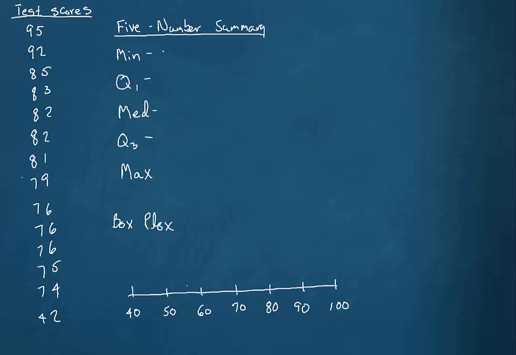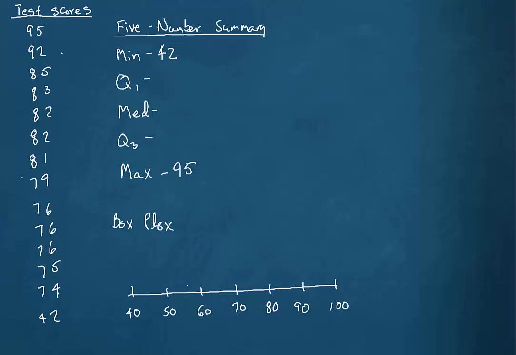The 5-number summary would consist of the minimum value, which for this data set is easy to see. That would be 42. The maximum data value would be 95. The median is the value that cuts the data set in half. 50% of the data values would be less than the median and 50% would be greater.